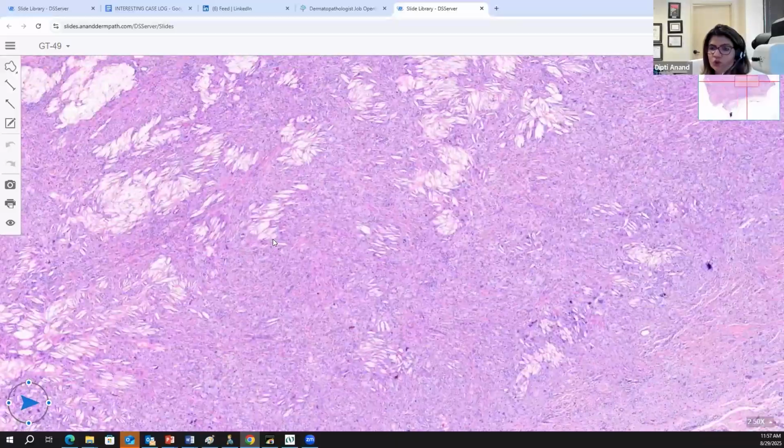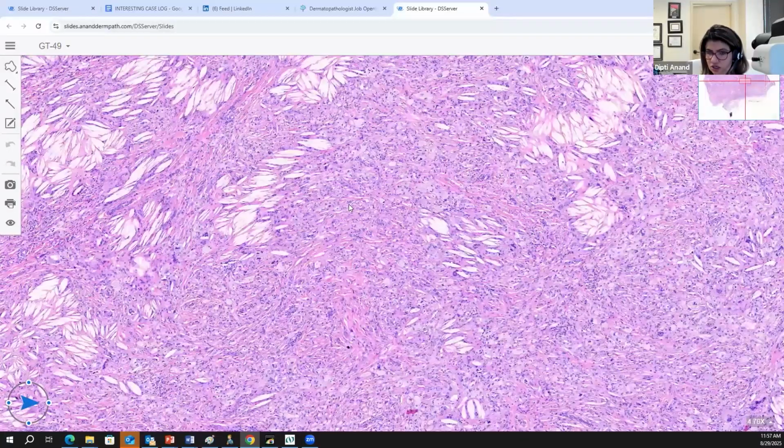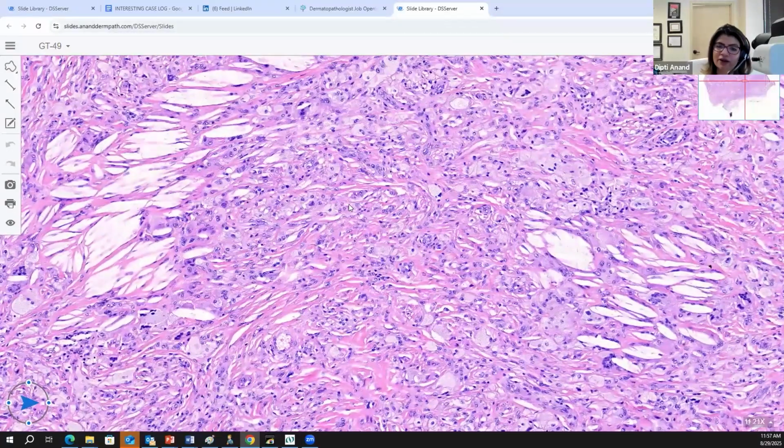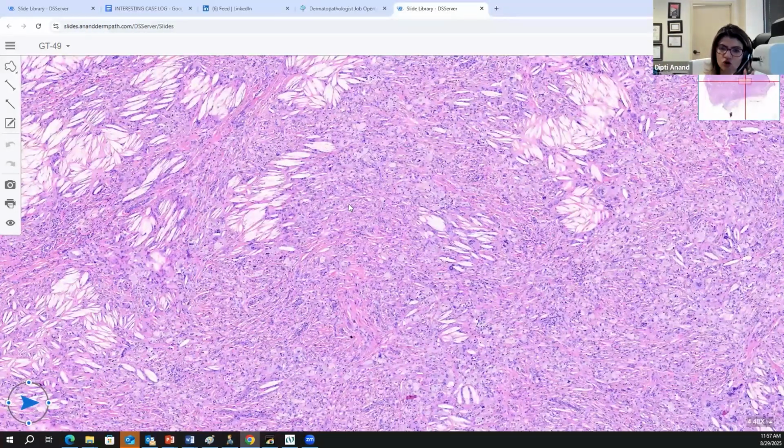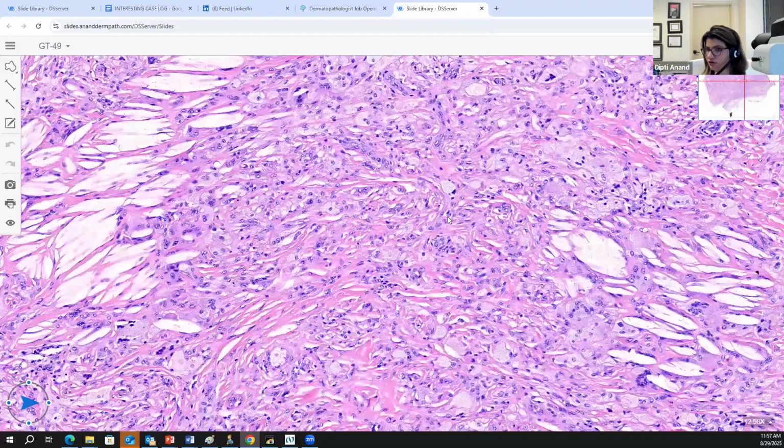As these xanthomas become older, these histiocytic cells may be replaced by areas of fibrosis. So the lesion may have a more multinodular appearance where you see fibrotic bands, and then you see nodules of these cells which have lots of lipid in them.